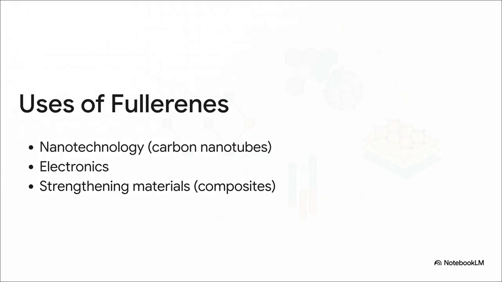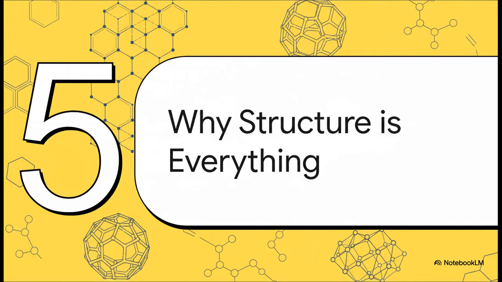And because of these unique shapes, the potential uses are just mind-blowing. We're talking about things like carbon nanotubes, which are basically rolled-up sheets of graphene being used in nanotechnology, or using the hollow cages to deliver drugs to specific cells in the body. The possibilities are huge.